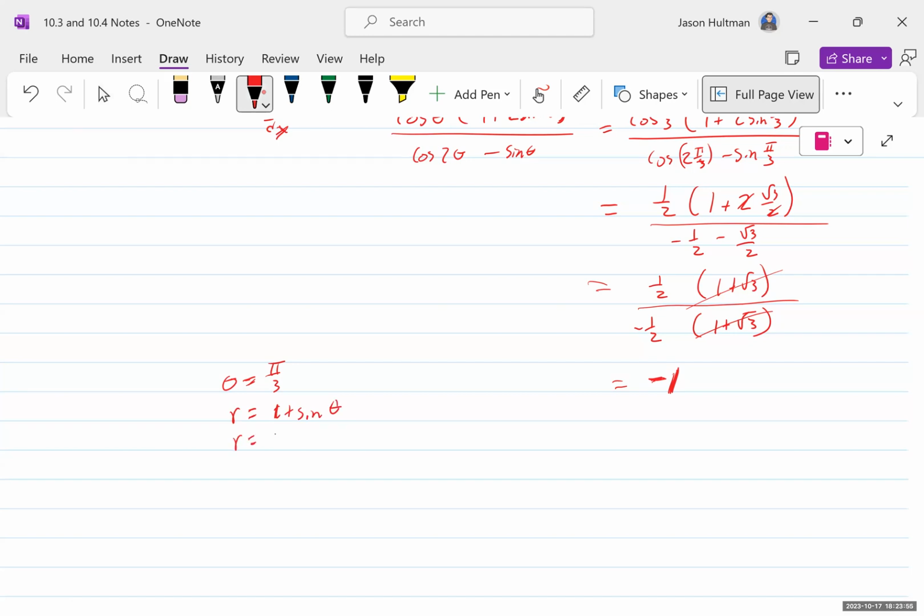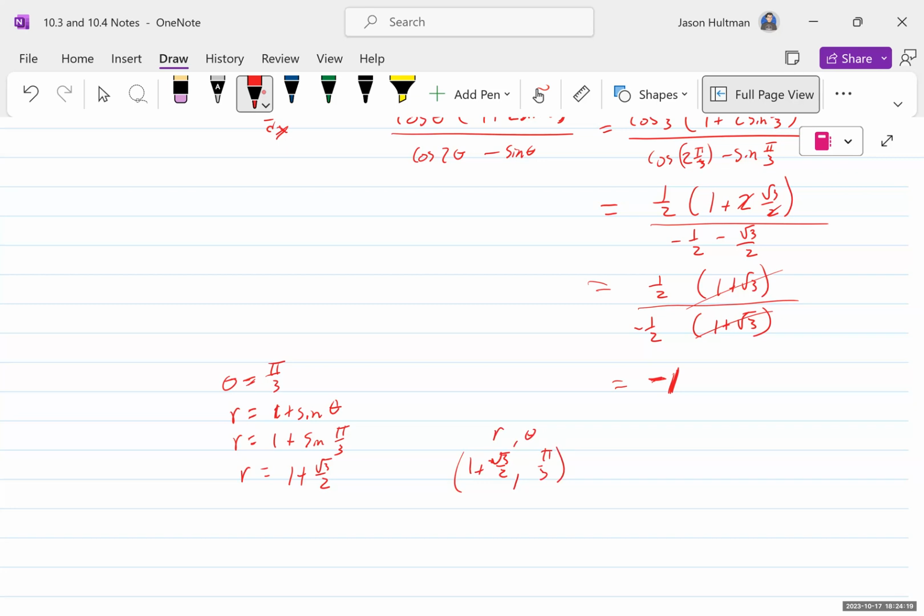Well, r is equal to 1 plus sine theta. So r is equal to 1 plus the sine of pi over 3, and the sine of pi over 3 is radical 3 over 2. This is 1 plus radical 3 over 2 is equal to r. So we have this in terms of r, theta: 1 plus radical 3 over 2 and pi over 3.